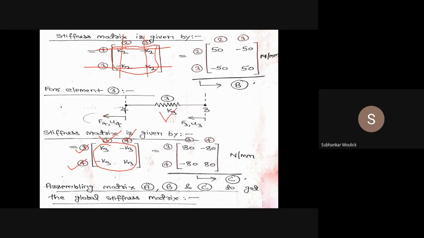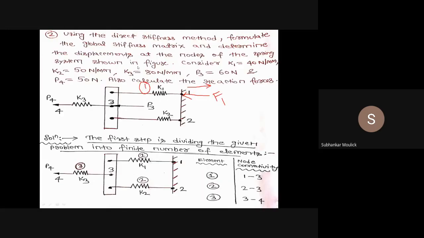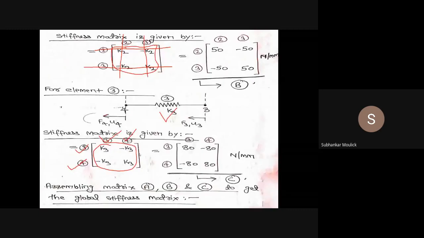It will be K3, minus K3, minus K3, K3, and the value of K3 is given in the problem. What is the value of K3? It is 80 Newton per millimeter. So just substitute the value of K3, and I get the resulting matrix as 80, minus 80, minus 80, 80 Newton per millimeter. Let it be matrix C, present between node 3 and node 4. Is it clear to all of you? These are matrices A, B and C for elements 1, 2 and 3. Any doubt so far?